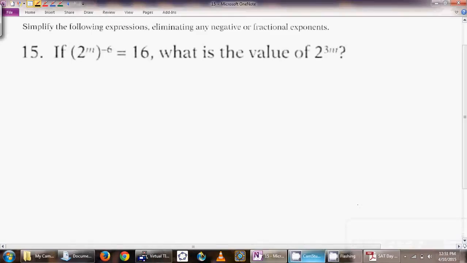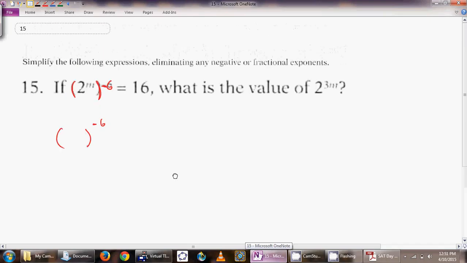Alright, 15. Man, this is a tricky one. And it's all about being well versed in the language of math, being able to speak math perfectly. Okay? So here we notice we've got parentheses, and that entire thing is getting raised to the negative 6 power. So I've got parentheses, negative 6 power. Well, look what's in those parentheses.